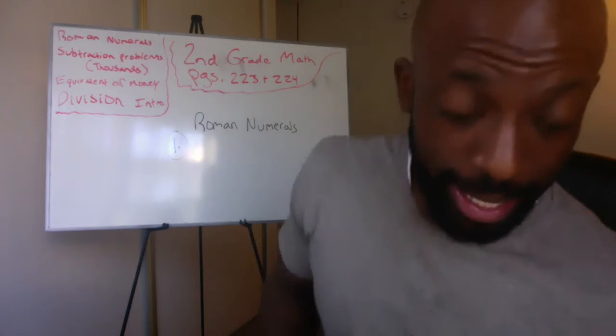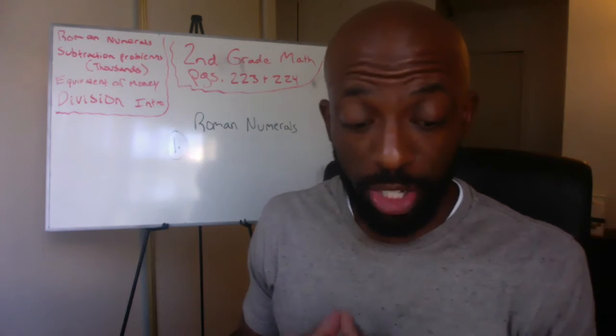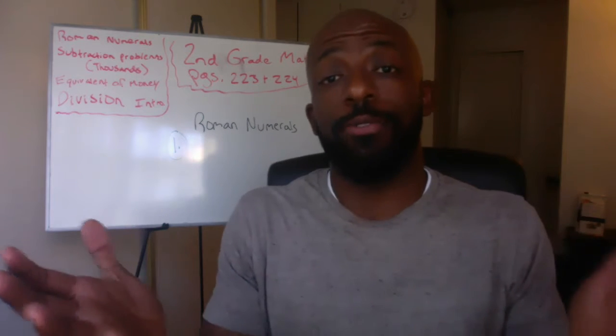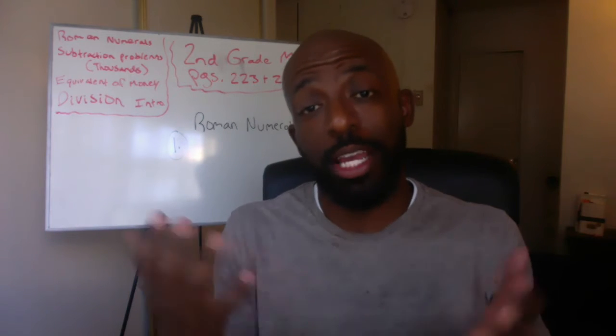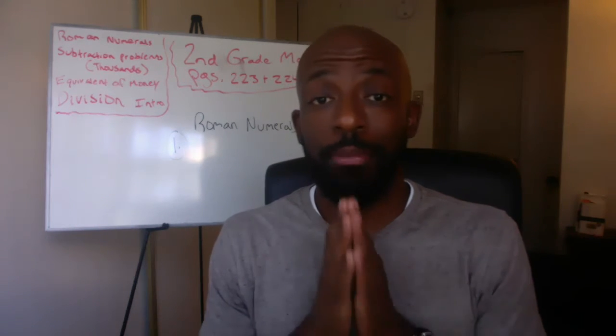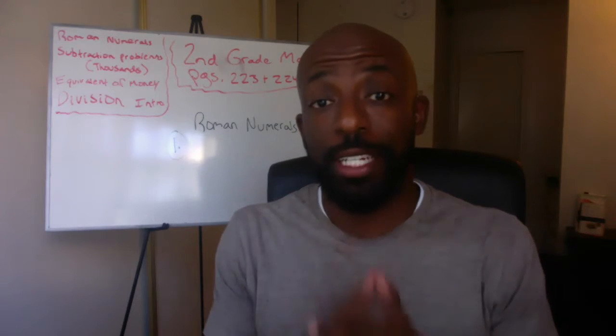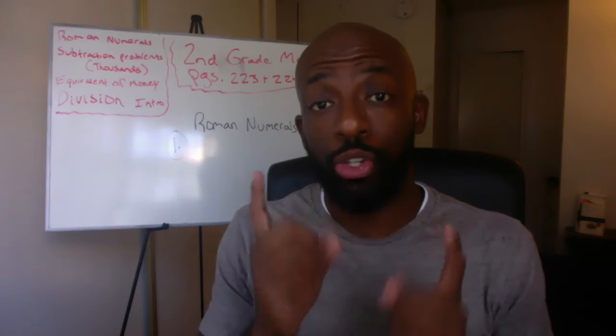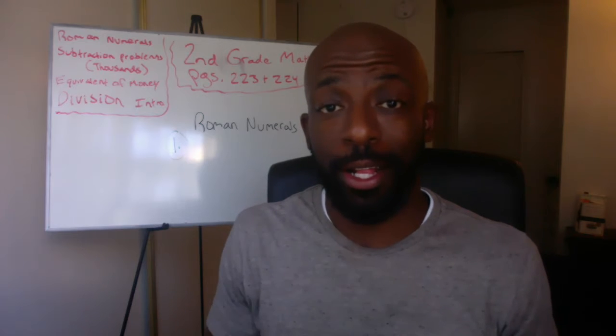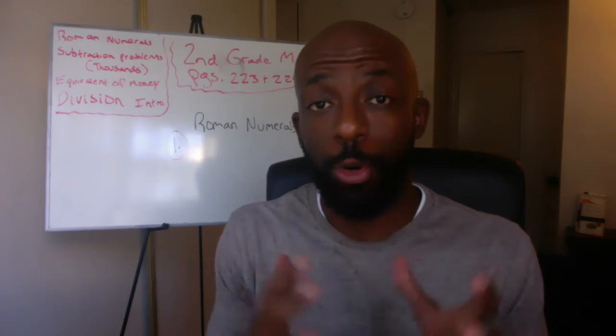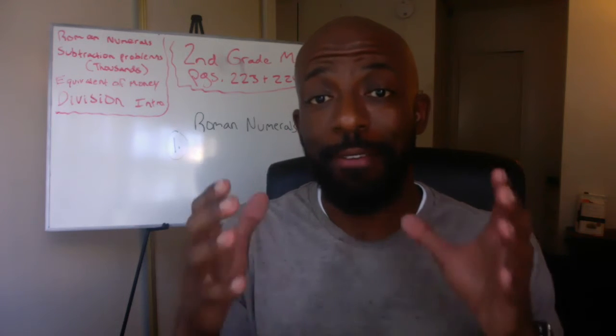Okay, so number 1, it says use Roman numerals to count by 5s. Why don't we just, for warm up, count by 5s ourselves? Let's count by 5s to 50. All right, ready? Begin. 5, 10, 15, 20, 25, 30, 35, 40, 45, 50.